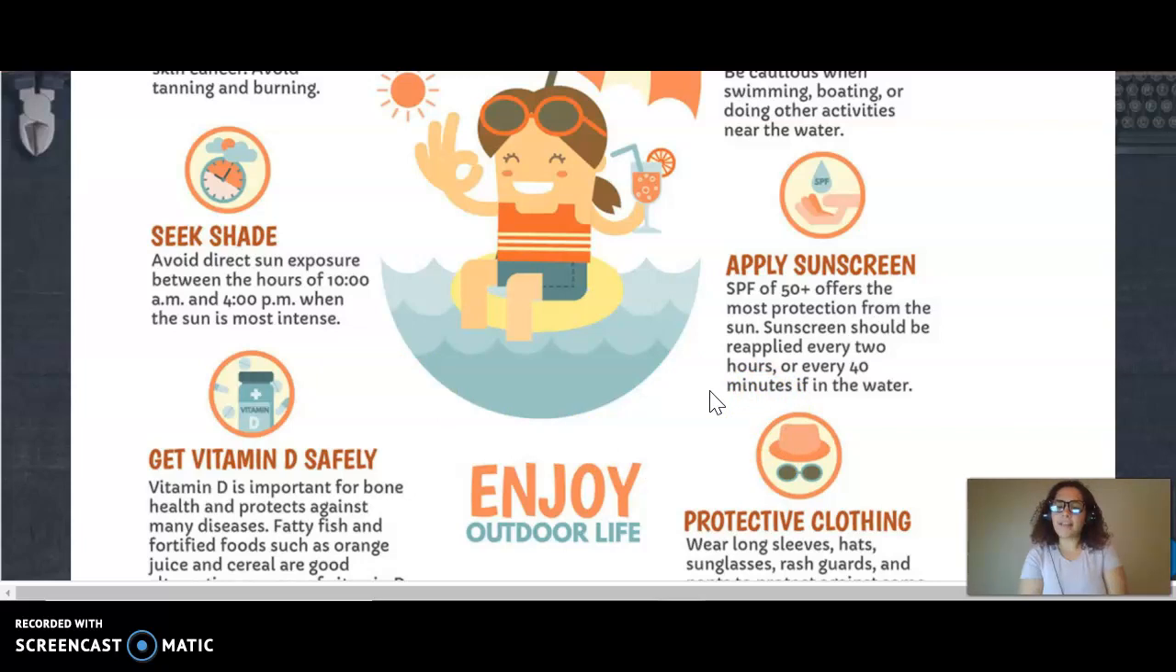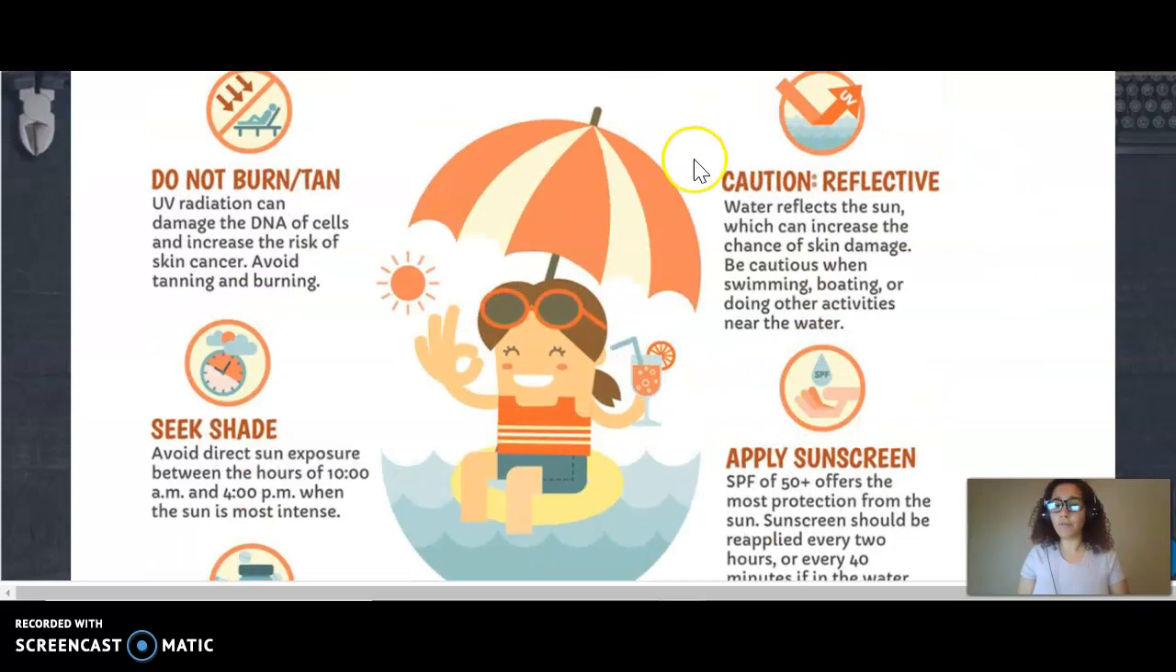So you should apply sunscreen when you go outside. And 50 plus SPF sun protection is going to give you the most protection when you go outside. So it's the one that you should be using. And you should be reapplying it every 2 hours or every 40 minutes if you're in the water. So that goes back to the reflective nature of the water.